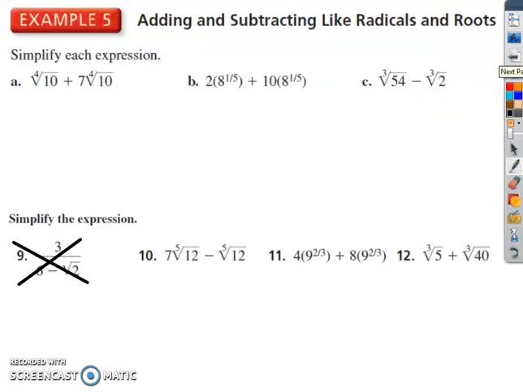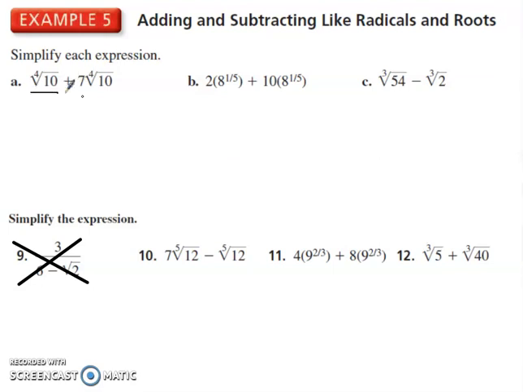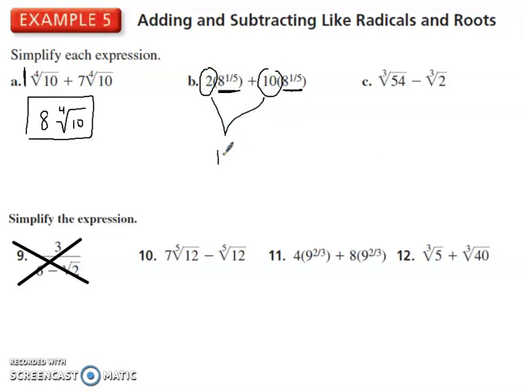Simplifying each expression here, as long as we have matching radicals, we can just add them. So I have 1 of my radicals and 7 more of those same radicals. So altogether, I've got 8 of those 4th roots of 10. And I can't simplify it any further because I'm not going to be able to find any groups of 4 in my 10. Same thing here. This is really a radical. These 8 to the 1/5 match. I have 2 of them, and then I have 10 more of them. So altogether I've got 12 of those 8 to the 1/5. And we can leave it just like that.